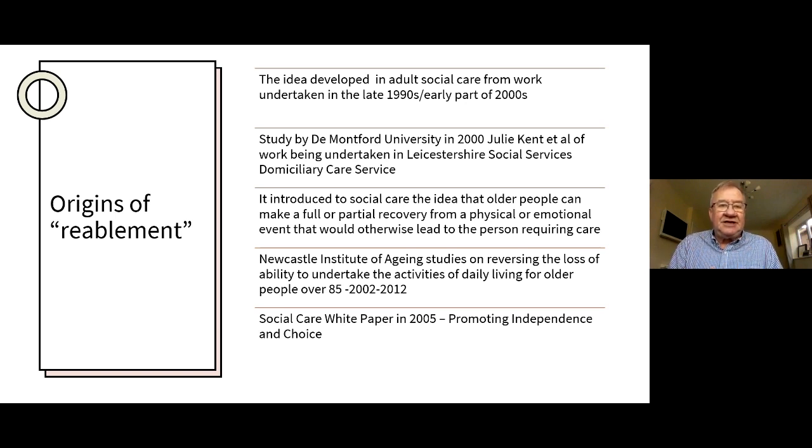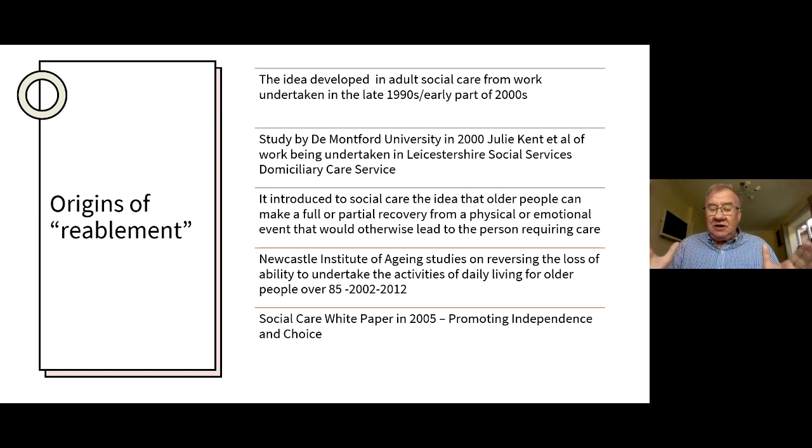I was first drawn to it by a study by De Montfort University published in the year 2000. Julie Kent and others wrote a study of some work being undertaken by Leicester Social Services Domiciliary Care Services, and how they were able, by working with older people in particular ways, to help those people get better, need less care, make some kind of recovery. And that really set the scene, because it introduced, particularly in those days, it was a social care concept, the idea that older people can make a full or partial recovery from a physical or emotional event that otherwise would lead to the person requiring care.